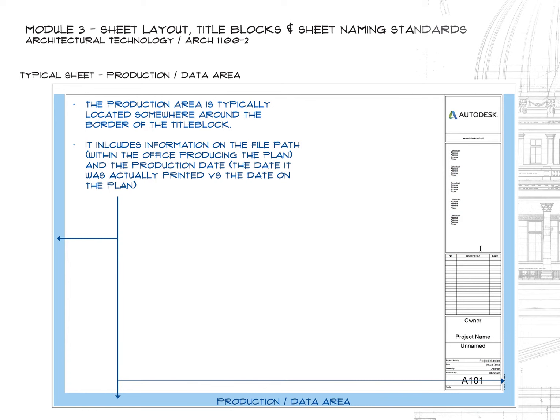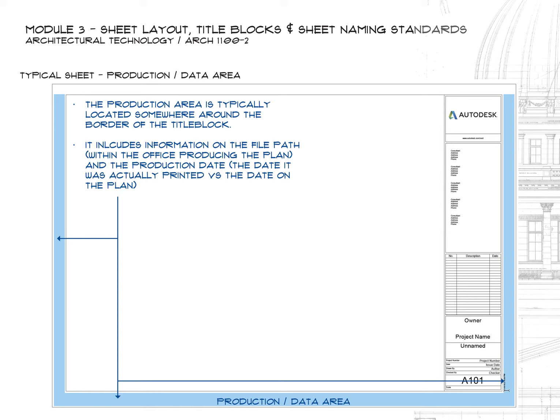Now, starting with the production area, it's typically located somewhere around the border, these three sides as I pointed out. And what it does is it includes this tiny little file path right here, and it goes through some information that's really important within the firm. So if you're working on a plan, you can actually put a timestamp of when you actually printed that drawing. And when I say printed that drawing, it could be you physically printed it to a printer, or you could have printed it as a PDF. So either way, it'll put a timestamp on it.